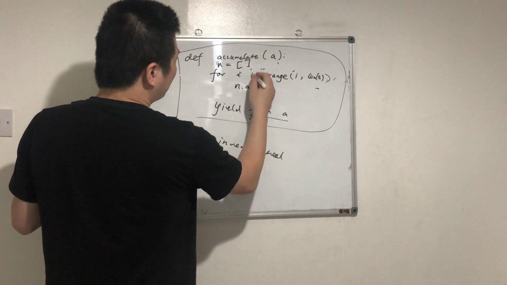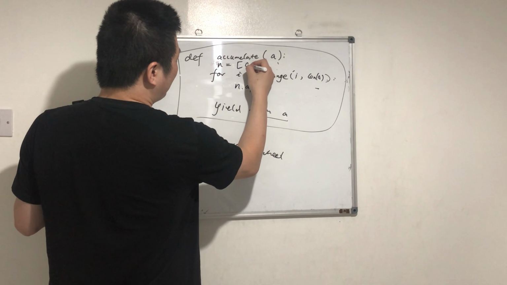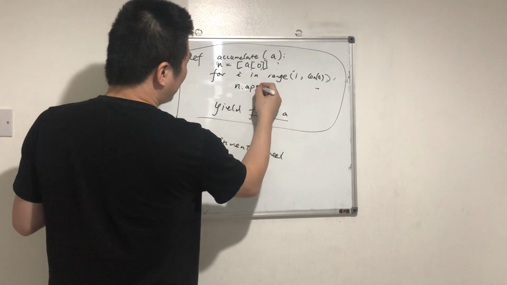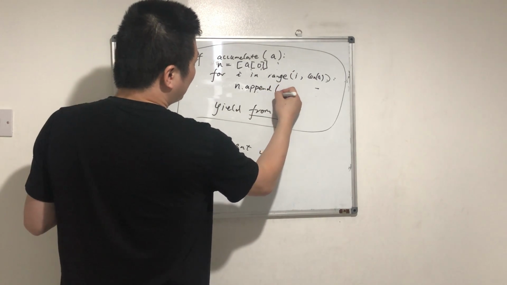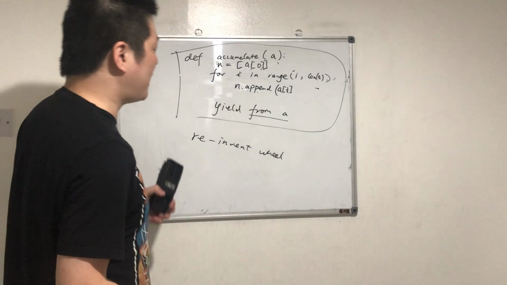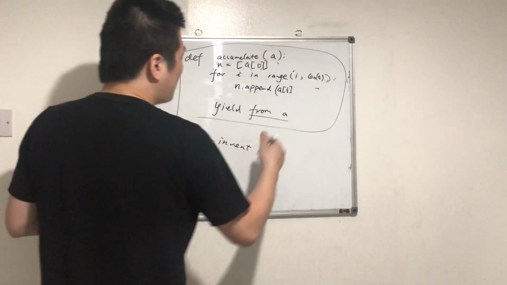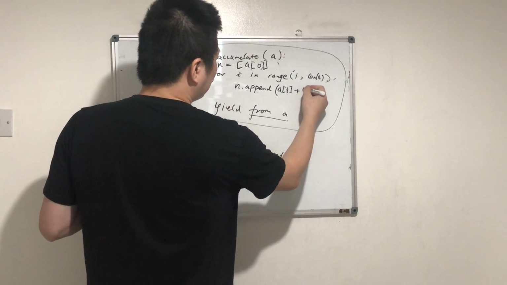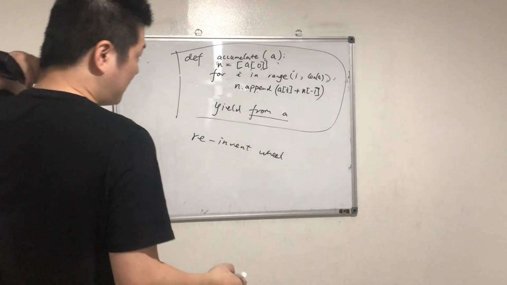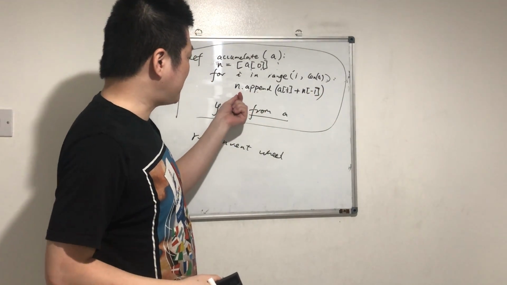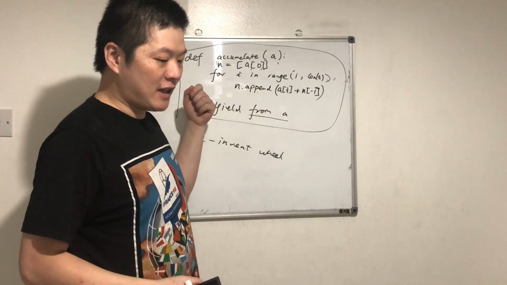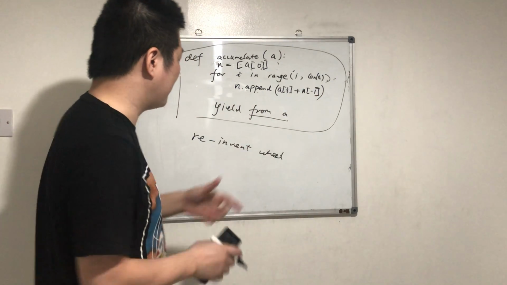N.append: the first element, n needs to contain the first element, right? And then the second element will be n.append what? A[i], the current element, plus n[-1]. Does it make sense? So it's the same thing. Every time you append the current element plus the previous element of n.